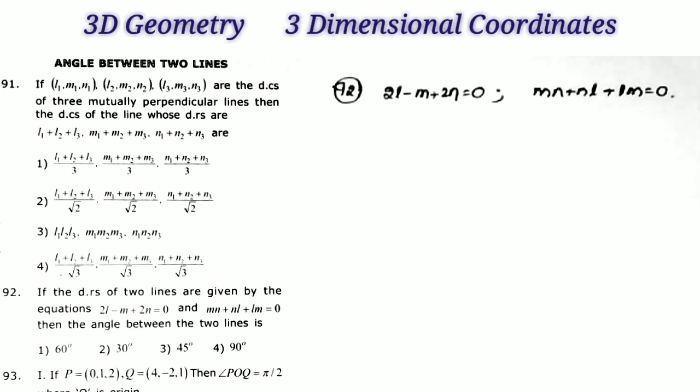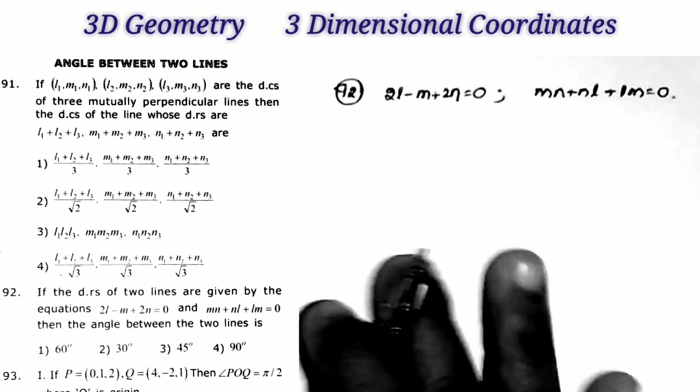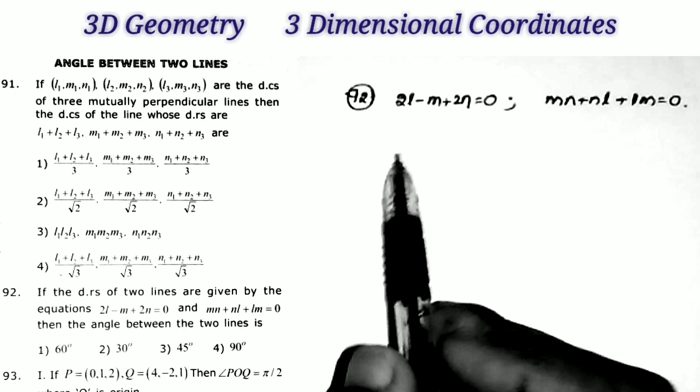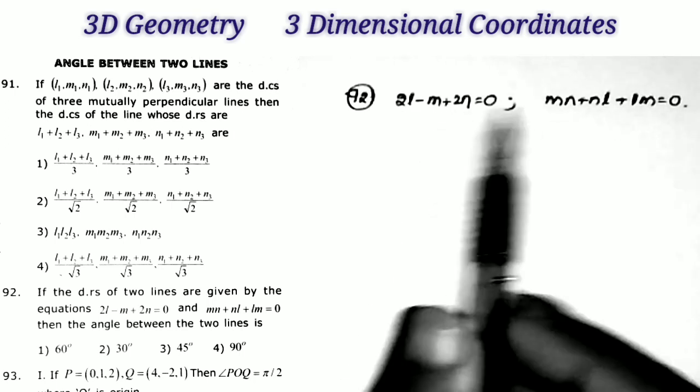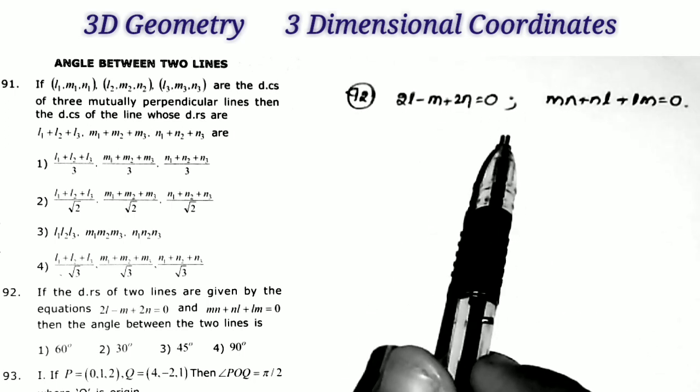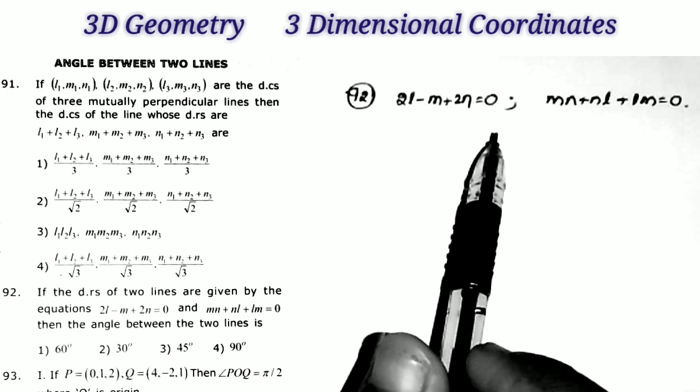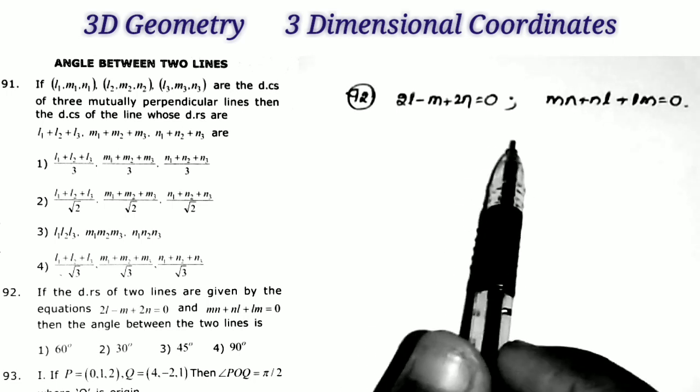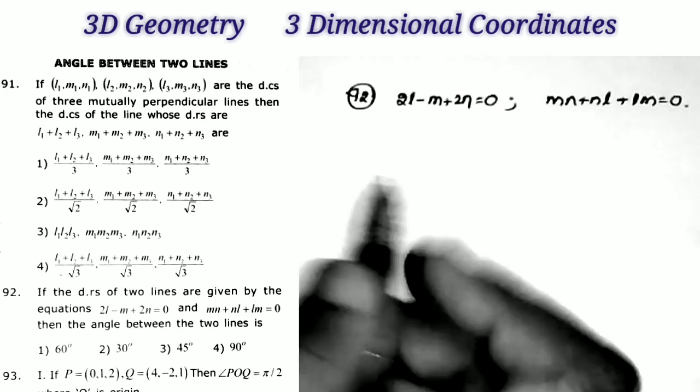If the DRs of two lines are given by the equations 2l minus m plus 2n is equal to 0 and mn plus nl plus lm is equal to 0, then the angle between the two lines is equal to. So here it is given that the DRs of the two lines are given by these equations. Now we want the angle between the lines. A very important sum in IP, but here I am using one shortcut formula. Listen, all of you.